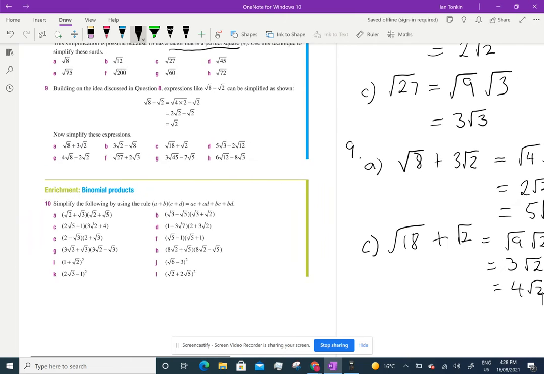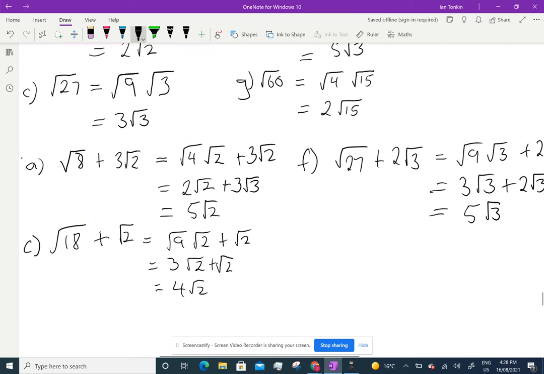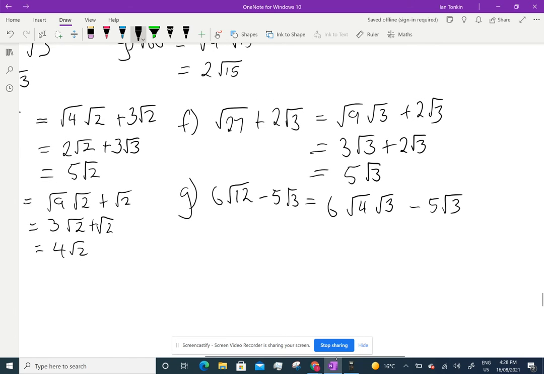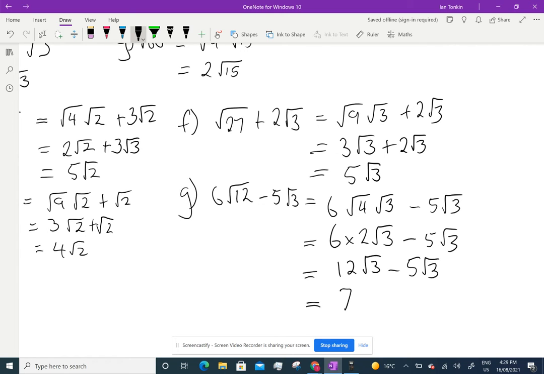And the last one, have a go at it before I do. 6 root 12 minus 5 root 3. Okay, so I've got a 6 there, but I can break root 12 down to root 4, root 3, because 4 times 3 is 12, and I just leave that minus 5 root 3 over there for a little bit. 6, well, root 4 is 2, and remember, all these things are multiplied. 6 times 2 is 12, so now I've got 12 root 3s minus 5 root 3s, which gives me 7 root 3s.